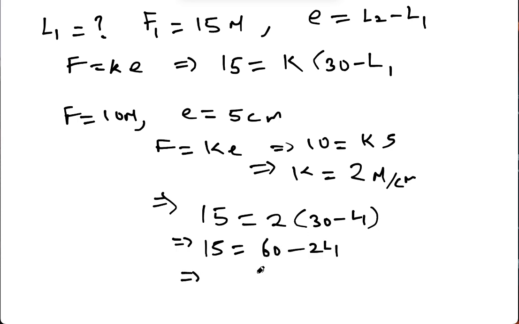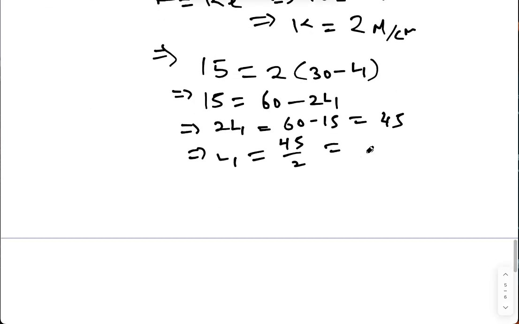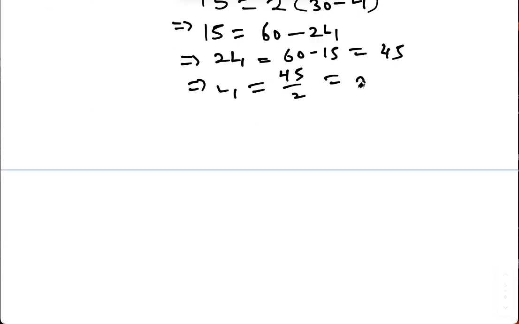So that implies that 15 equals 2 times 30, which is 60, minus 2L1. So 2L1 equals 60 minus 15. 60 minus 15 is 45. Hence L1 equals 45 over 2, and 45 over 2 will be 22.5. So the result of that is 22.5 centimeters. Okay, let's move on.